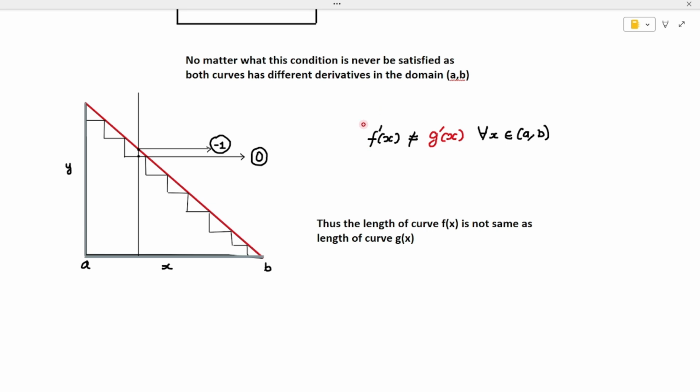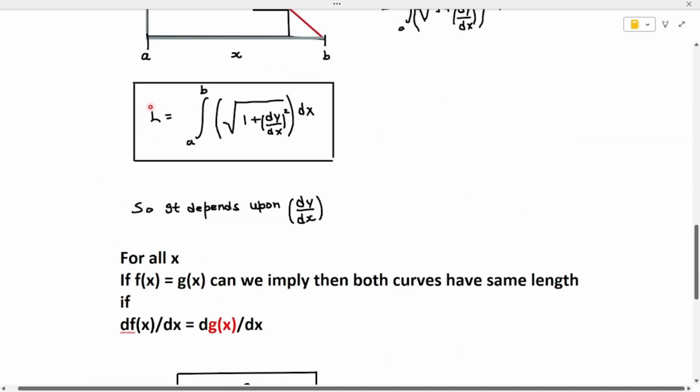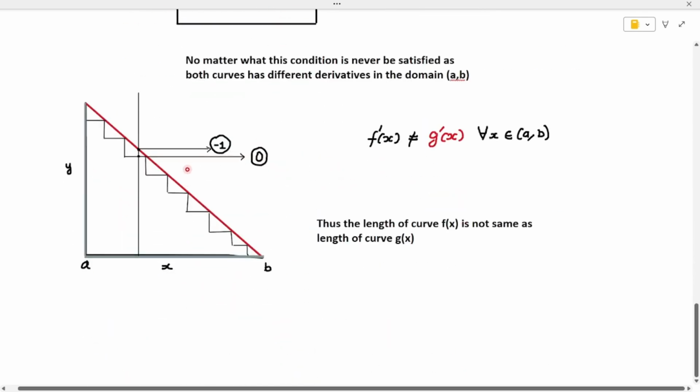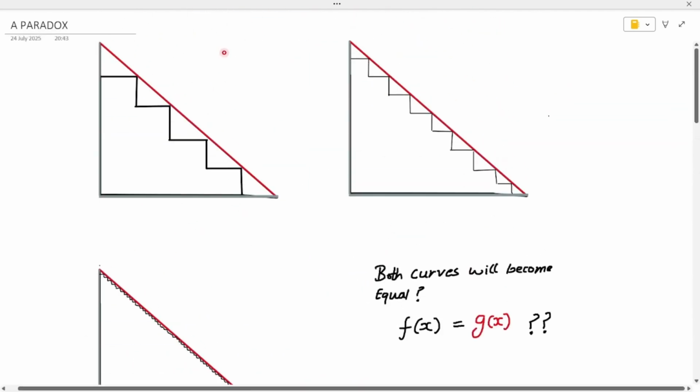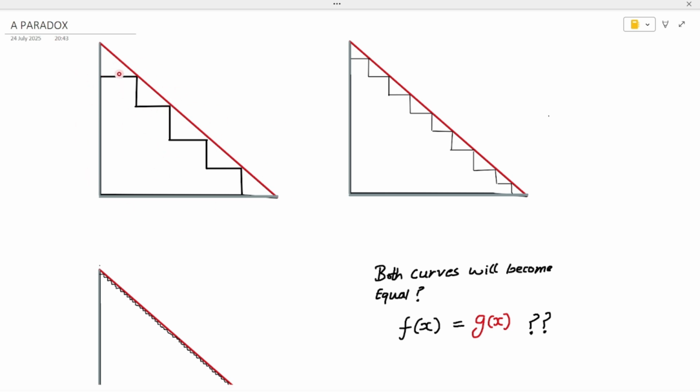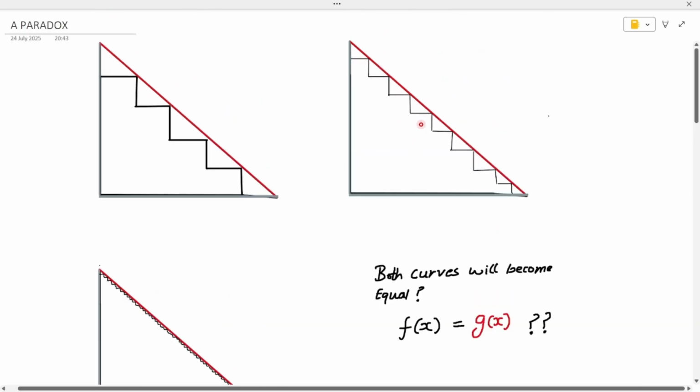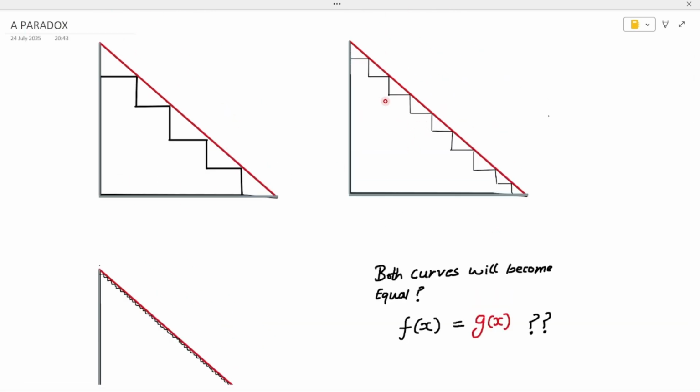So we can prove easily that the derivatives of both curves are different for all x, and thus the length will be different here. This proves that no matter how many steps you take, no matter how much you reduce the step size, no matter how infinitely small the step size is, the length of both curves will be different and will never be the same. I hope this helped you understand the paradox very clearly, and why the length is not the same even when the step size is infinitely small.